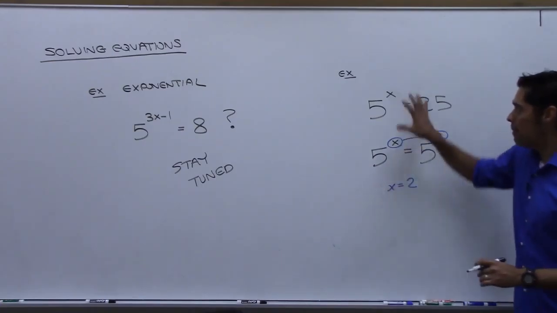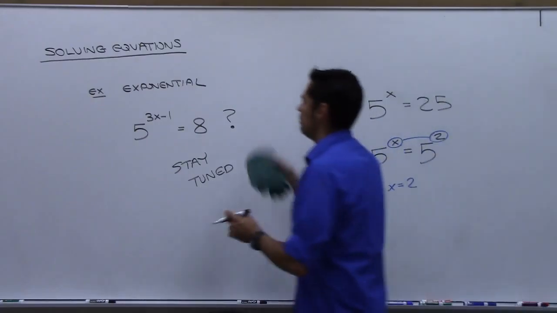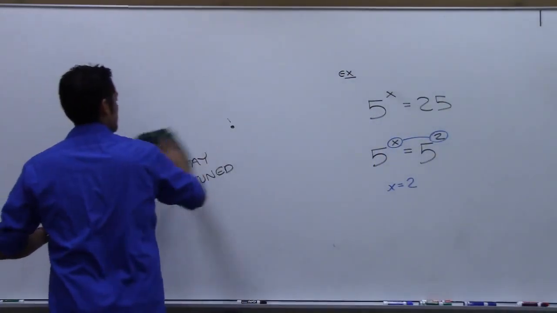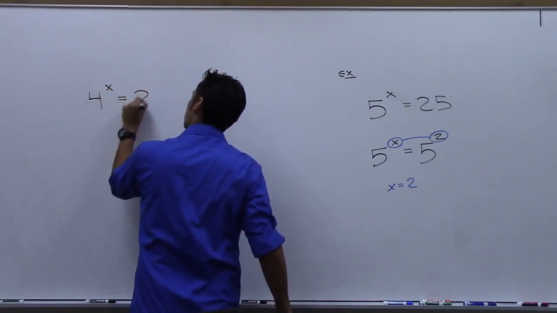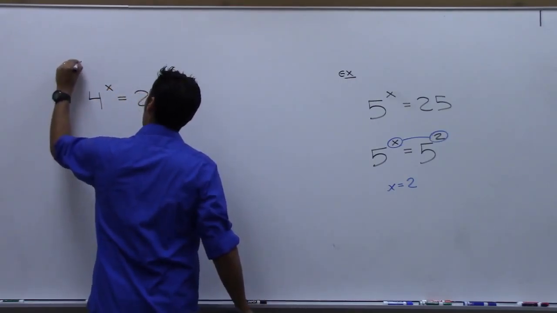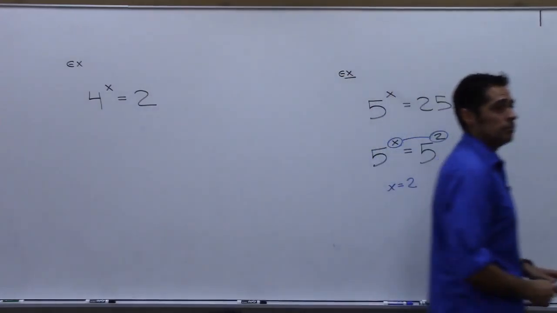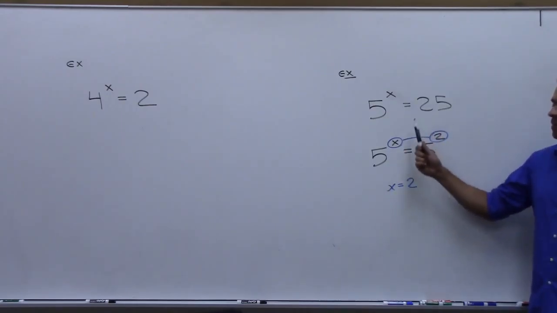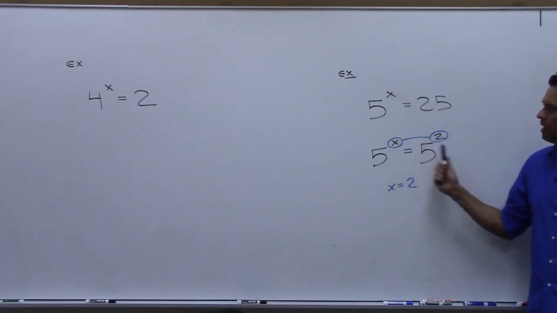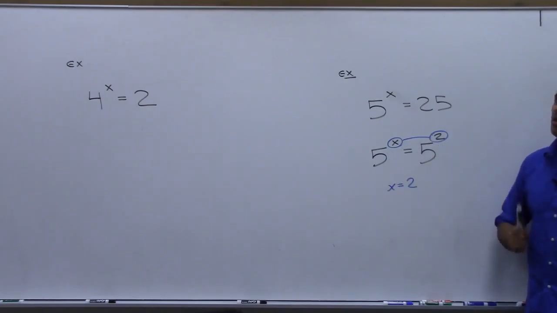Let me give you another example that's like this, but a little bit harder. 4 to the x equals 2. One half, why? Square root of 4 is 2, right? So you can do that one by inspection also. But can you try and do it this way? Try and get both sides of the equation to have the same base.